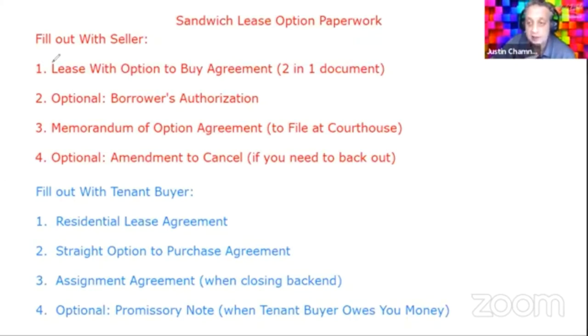Now you guys know out there in the world, there are agreements that are a combo. There's a lease with an option, a combo agreement, so it's all in one agreement. Rule number 6 of making great sandwiches is use separate lease and option agreements. What I'm referring to is with your tenant buyer. Up here, I have a lease with the option to buy 2-in-1 document. That's what you're going to use with the seller. Let's take a look at it, and let's take a look at the rest of the documents in there as well.